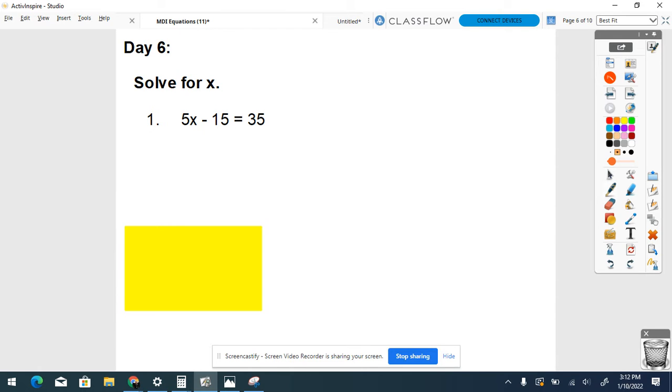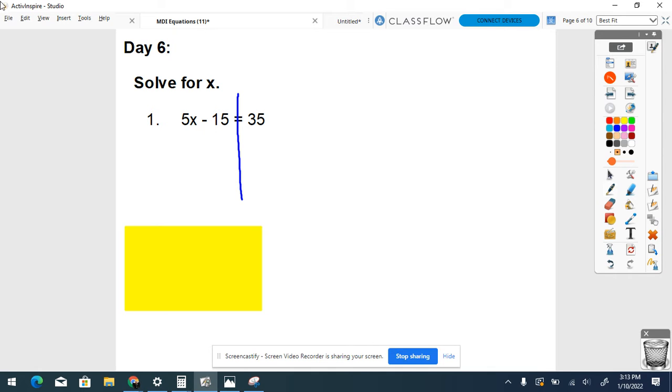Here's our MDI: 5x minus 15 equals 35. Go ahead. First thing you do is write this down. And then remember, our first step after writing it down is to draw a line through the equal sign. Now remember, when we solve equations, our goal is to get the x by itself. If you look in this case, the x is attached to the 5, so I want to leave that for the end.